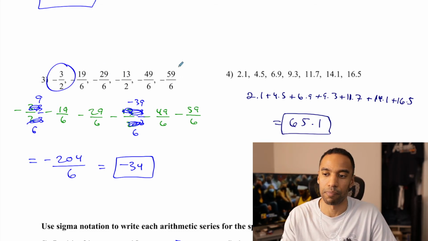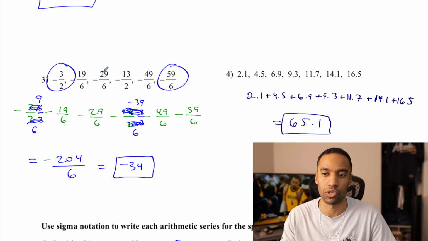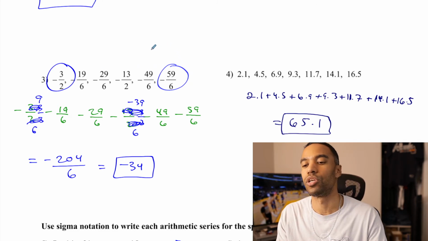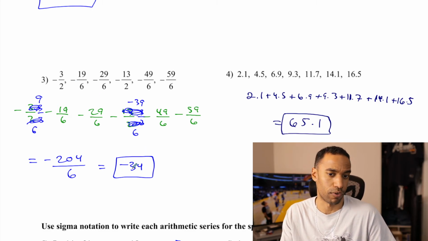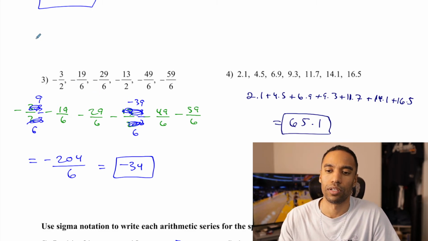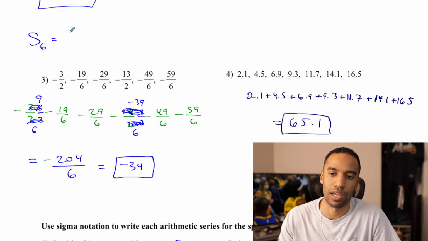So here's my first term. Here's my last term, and I have 1, 2, 3, 4, 5, 6 terms. So let's just try it with this one. Let's see if it works out and gives us the same negative 34, because I don't know if this was right. So S sub 6 is 6 over 2.